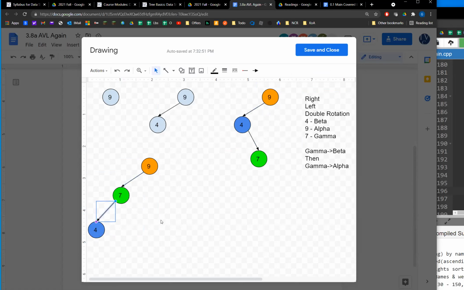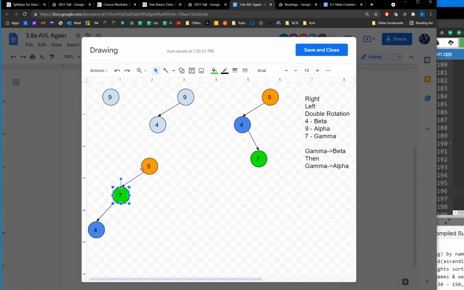All right, so in this temporary state, we'll take a look at it. 9 is greater than 7, which is greater than 4. Still a binary search tree. As we do the rotations, it's always going to stay a binary search tree.